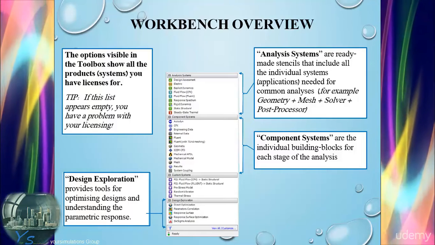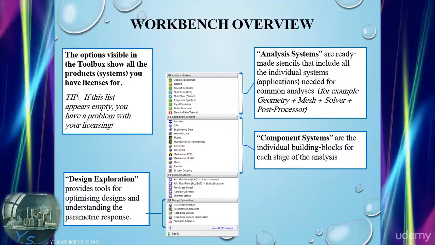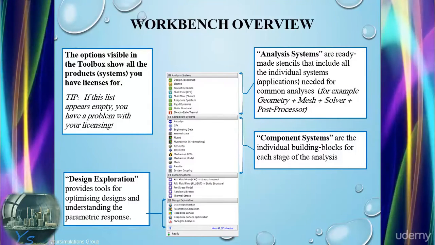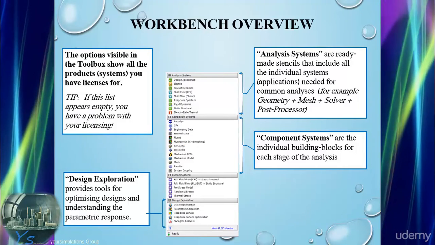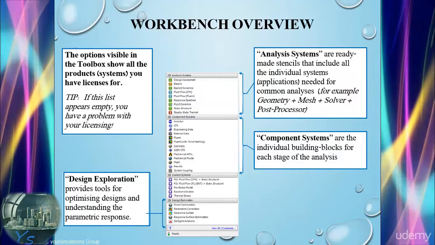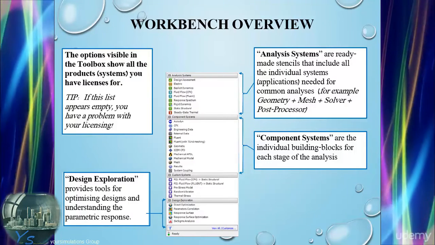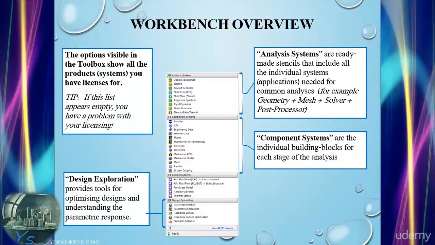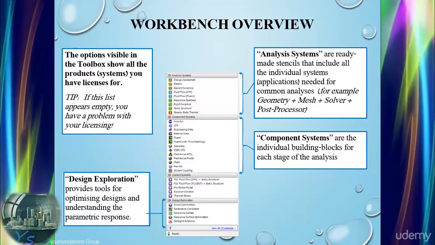Below that we can see the component systems. These are the individual building blocks for each stage of the analysis and are combined together to form the analysis systems above. At the bottom we have design exploration tools. These are tools that can be added to extend the capability of the simulations above in order to allow for design optimization and understanding the parametric response.